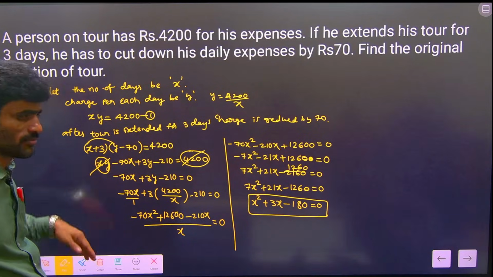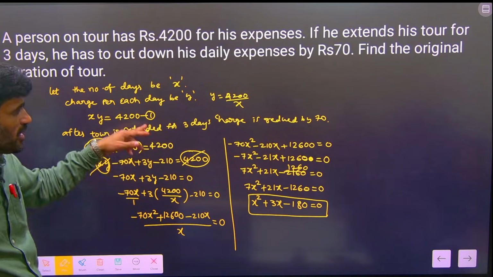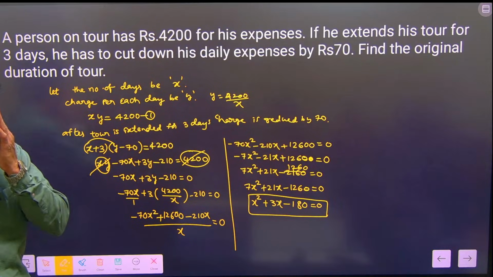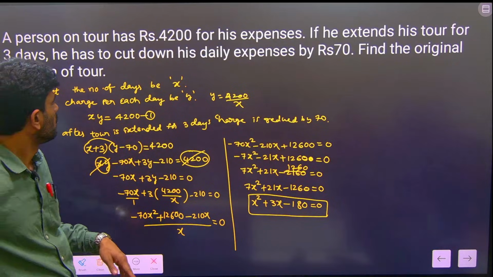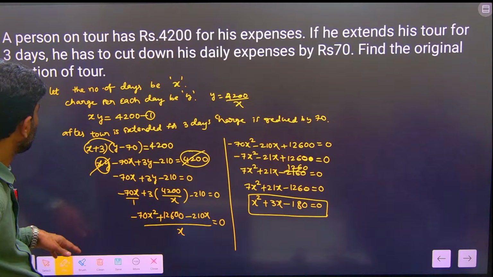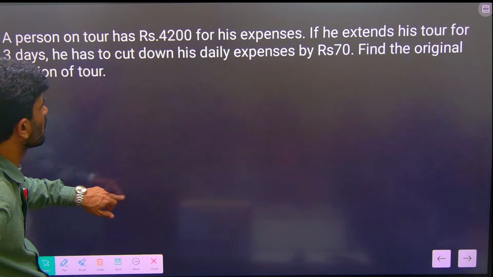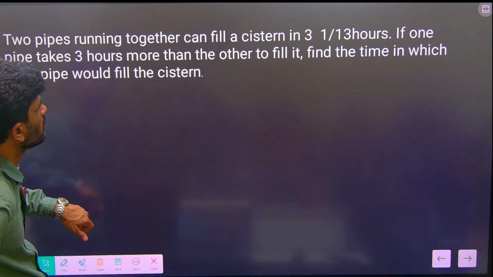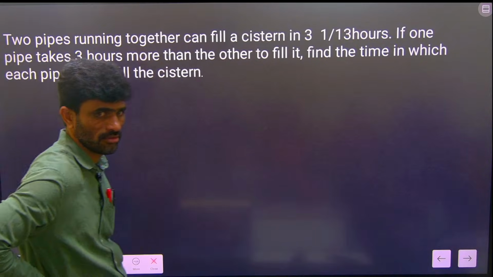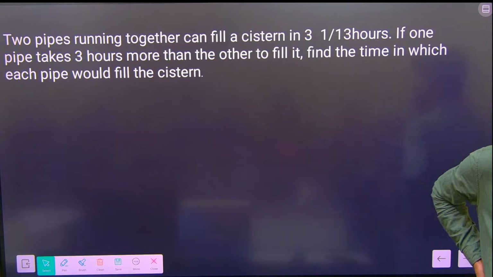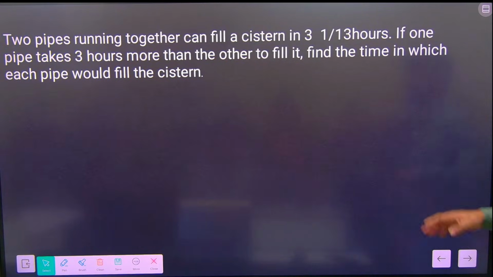So let us see another one. Here you should be careful. Total charge will be number of days into charge per day. Okay, next one. If you want the answer solution, you can check it later also. You can take the screenshot. Photo solution photo. So this is also important.